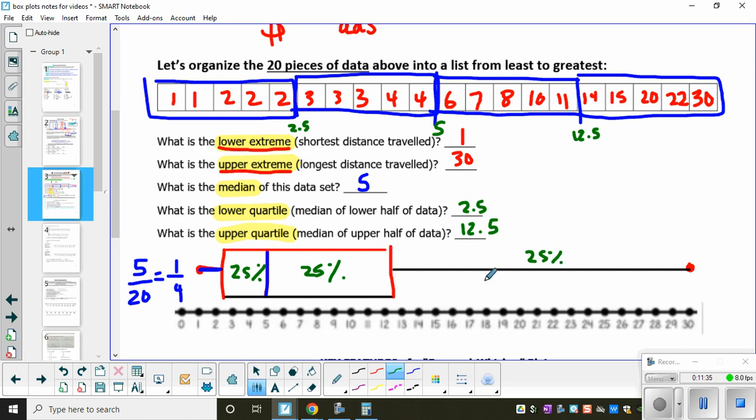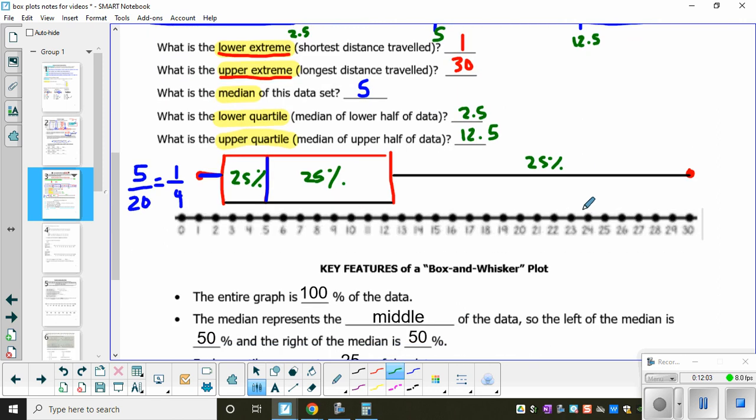A lot of students think that because this line is much longer than this line, there's more data represented over here. No, that is not the case at all. It just means that the data represented in this chunk is really spread out. Going from a 12.5 to a 30 is a far bigger spread than right here when we were going from a 2.5 just to a 5. That's why they're closer together. But from 2.5 to 5 has just as many numbers in between as this did up here.